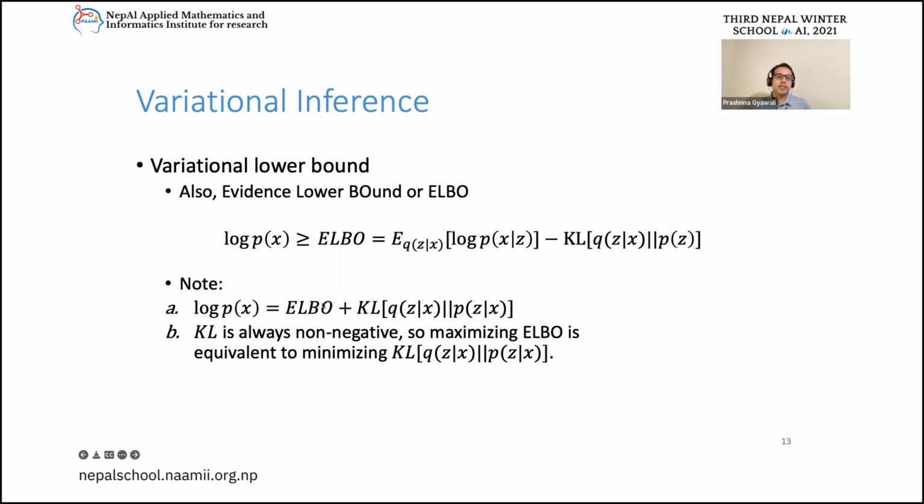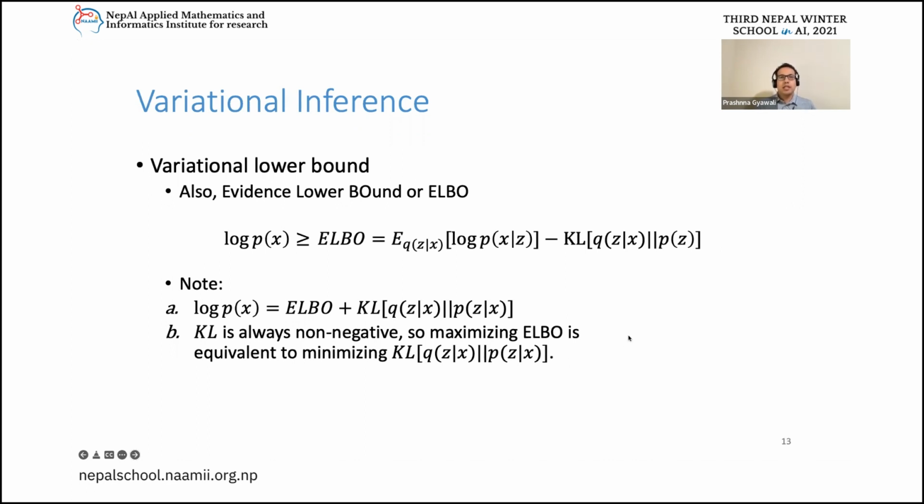To answer that, if you had taken a different route and derived it in a different way, then you would reach this conclusion where your log P of x is equal to the ELBO term plus the KL term that was the initial motivation for us to begin with. This is also something I would like you to take a pause and try to absorb.